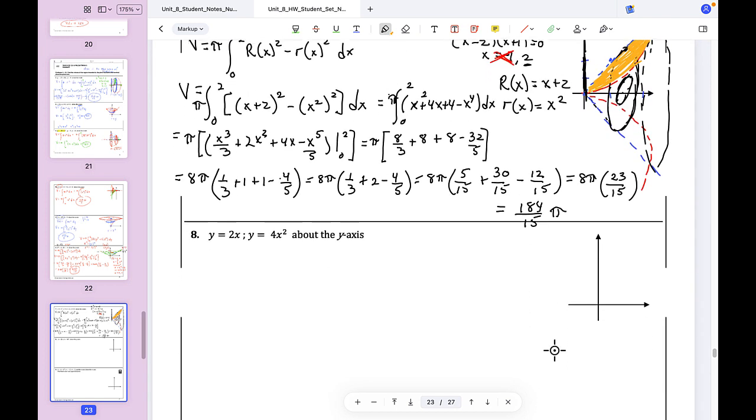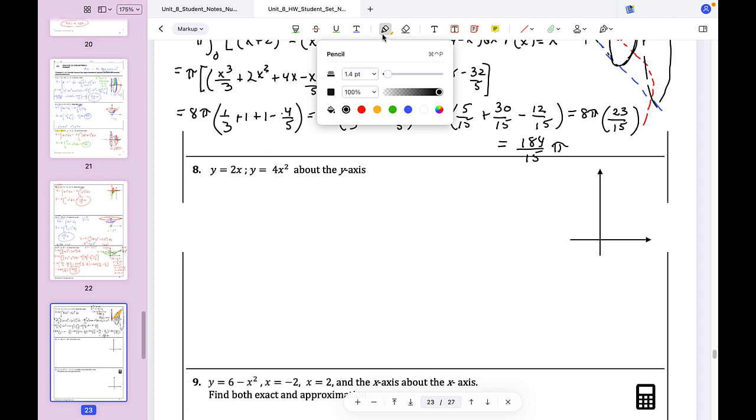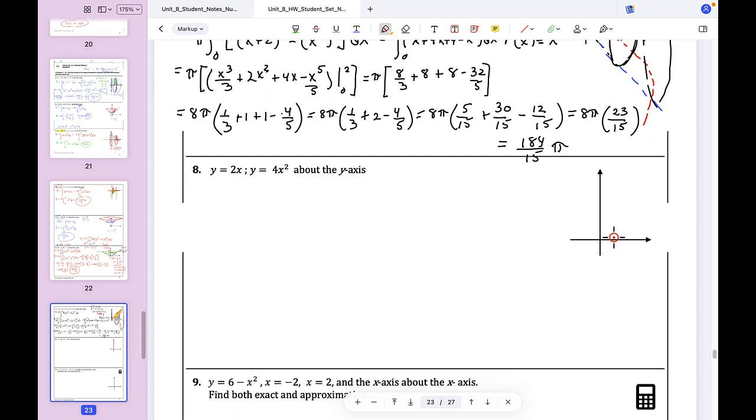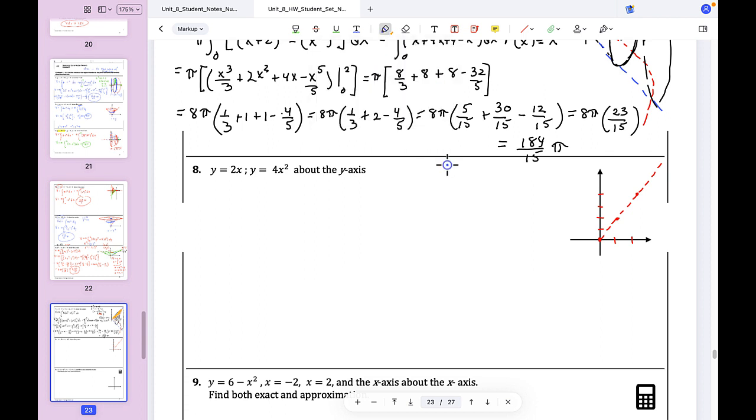Okay, number 8. We're revolving around the y-axis. I'm going to graph them in terms of x first, and then I'll rewrite the equations again. So y equals 2x, right? Crosses 0, 0, has a slope of 2, so up 2 over 1, up 2 over 1. Okay, all right, there's my linear function. And then the other function is parabolic. So we're looking at 0, 0, 1, 4.